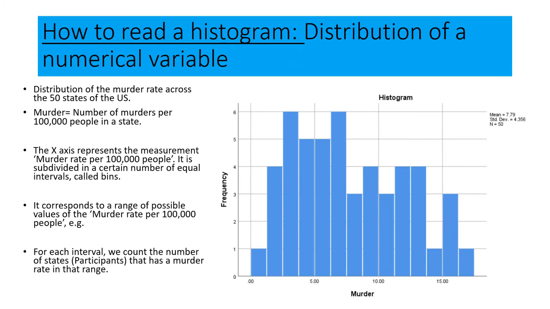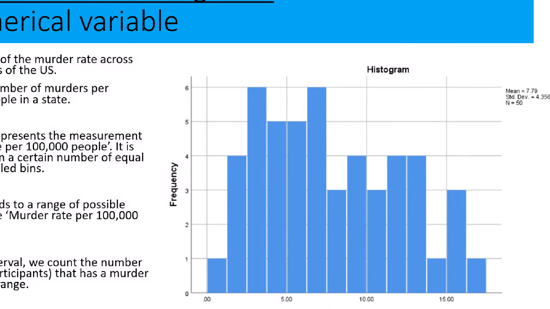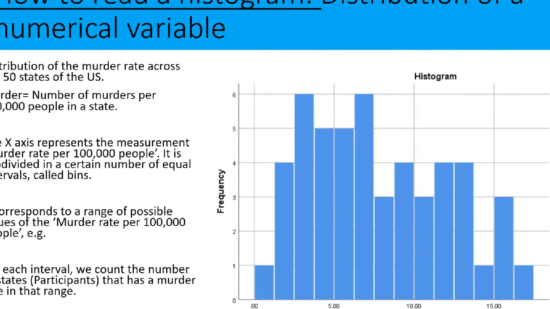Let's now review what a histogram is. We will represent the number of murders per 100,000 people in a state by putting it on the x-axis this time. A histogram is the other type of graph to represent the distribution of a numerical variable. And this is what you should do if you want to see if your data is normally distributed. That's also a question that arises for which type of test you should use: is it a parametric test or a non-parametric test? We will see that in a future video.